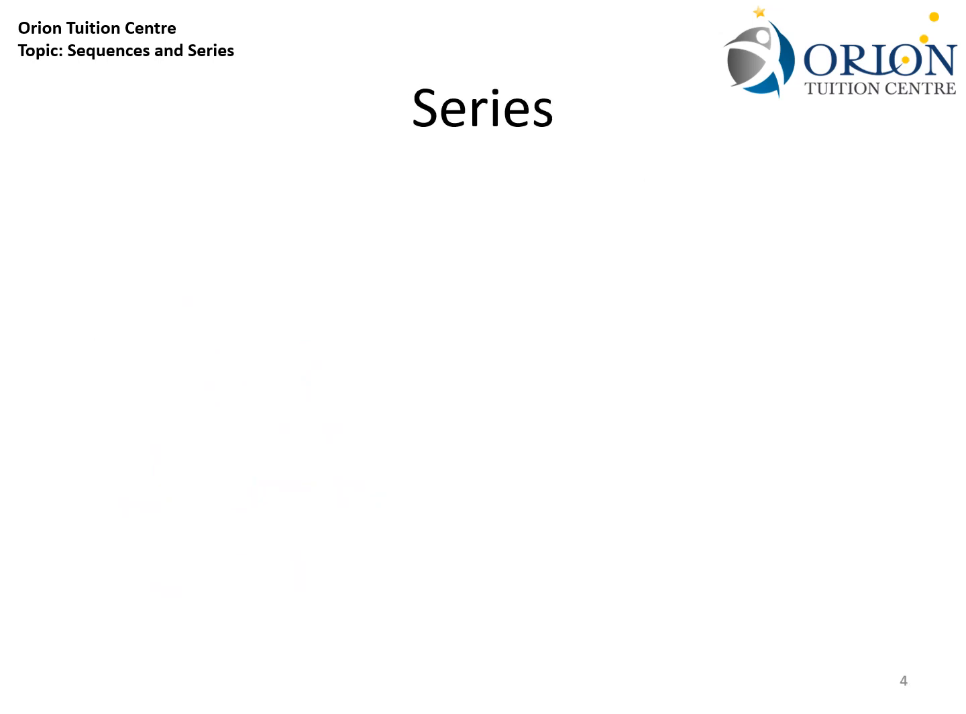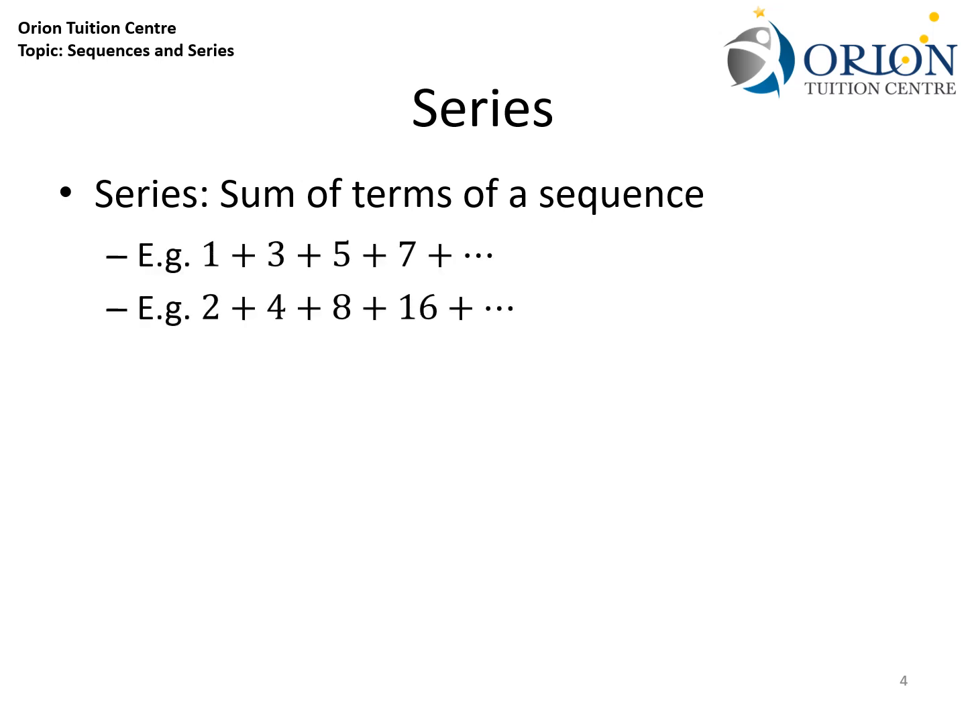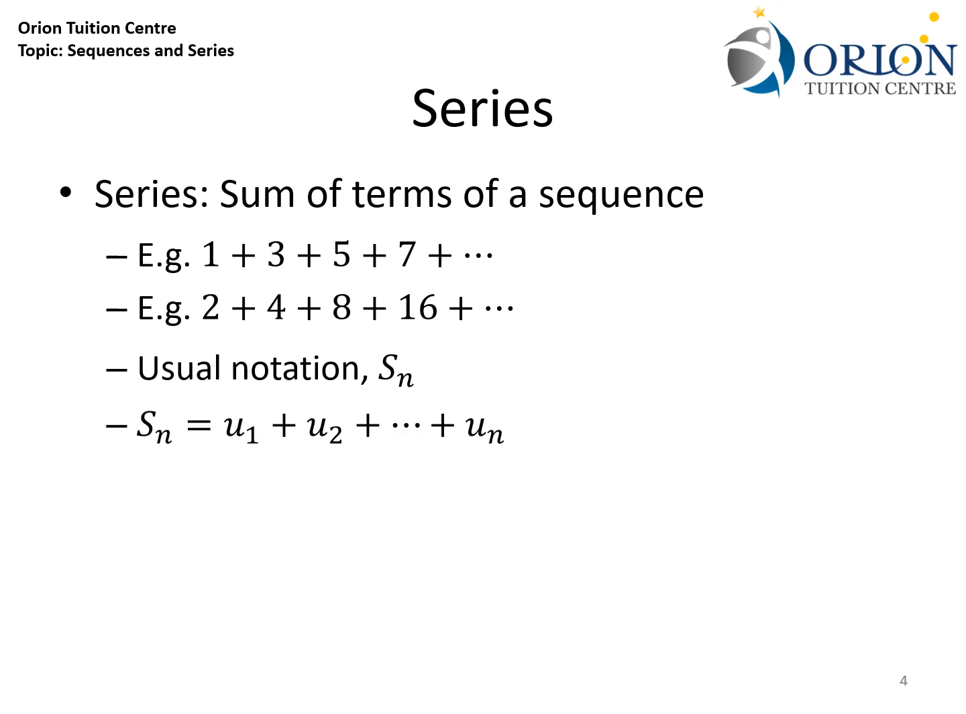In contrast with a sequence, a series is the sum of the terms of a sequence. Meaning to say, for the two sequences that we have given earlier, the corresponding series becomes 1 plus 3 plus 5 plus 7 and so on. And the second sequence becomes 2 plus 4 plus 8 plus 16 and so on. Usually, series are represented by capital S subscript n, and this means the sum of the first n terms of the series. So Sn is equal to U1 plus U2 plus U3 and so on all the way until Un.